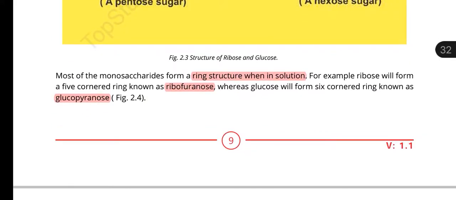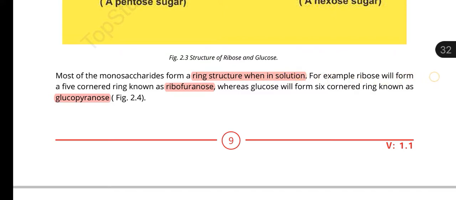And when they are dipped in a solution, they form a ring structure. If a 5 carbon sugar is dipped in a solution, it will form the furanose structure, a 5 cornered ring. And if we add the 6 carbon glucose or fructose into the liquid solution, the cornered structure will be the pyranose. So furanose means 5 cornered and pyranose means 6 cornered. Most monosaccharides form a ring structure when in a solution.